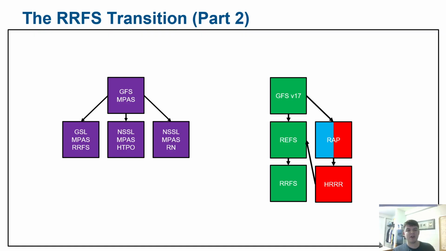The GSL MPAS RRFS looks to be very promising, nearly as skillful as the HRRR, despite how young it is. The NSSL MPAS HTPO is explicitly for convective situations. It's very good with morning convection and stratiform rain. And the NSSL MPAS RN seems to be the overall best for severe convective storm forecasting in general. But these models do unfortunately lag behind in terms of when their runs come in, meaning that the lead time is a bit larger than it is on other models.